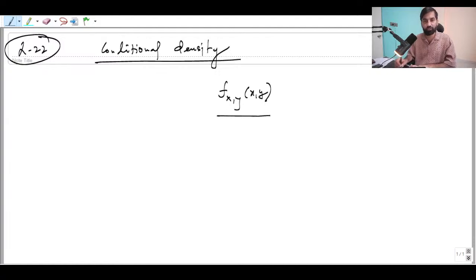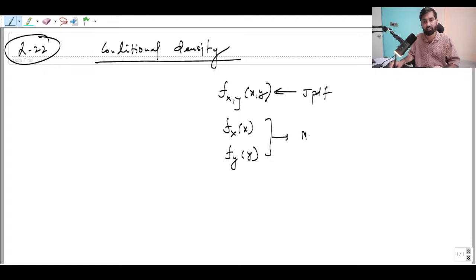And then what you have to find out from this is the marginal density function. This is nothing but your joint density function. Let me highlight, this is the joint PDF. From this, you have to find the marginals. You can find the marginal for x and the marginal for y. These are the unconditional, or you can say marginal PDFs.